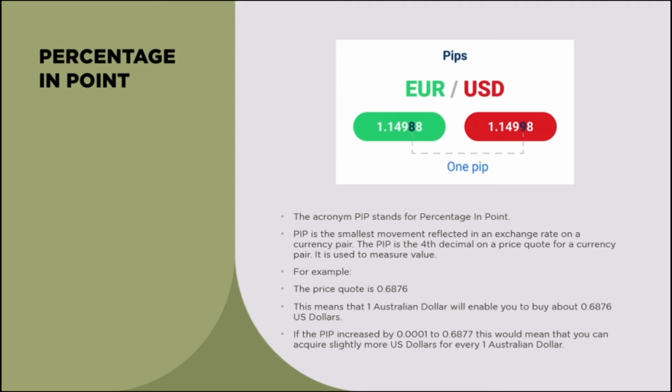If the PIP increased by 0.0001 to 0.6877, that would mean that you could acquire slightly more dollars for every $1. I know it sounds confusing. I'm on the journey to learn though.